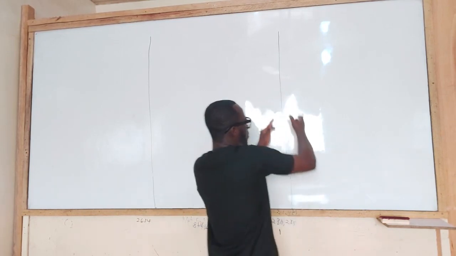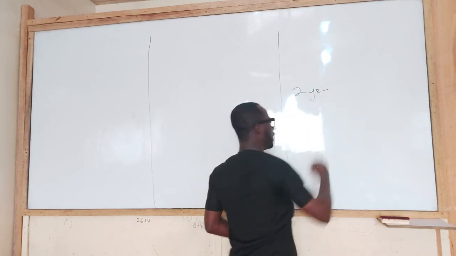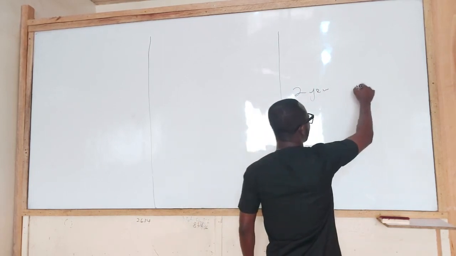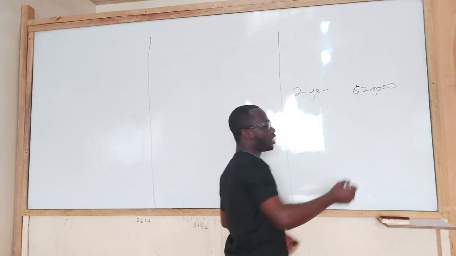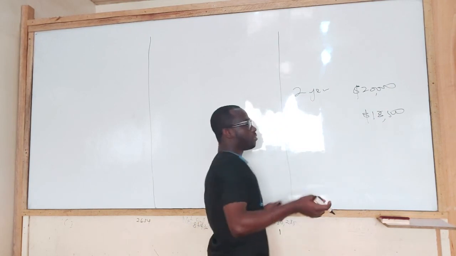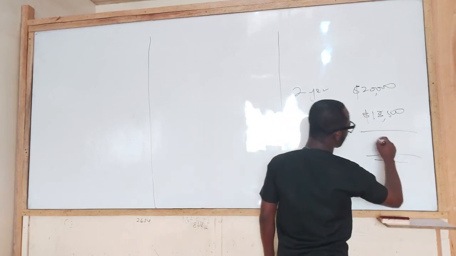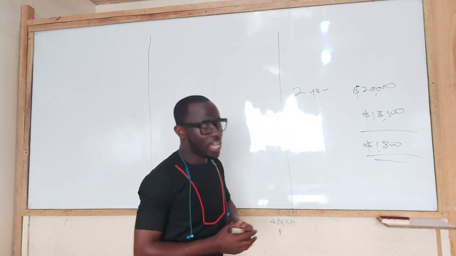So let me give you an example. Let's say that a public sector entity is undertaking a contract for 2 years, and the contract price is, say, $20,000, and they expect to incur a cost of, say, $18,500. What it means is that they expect to make a profit of $1,800.